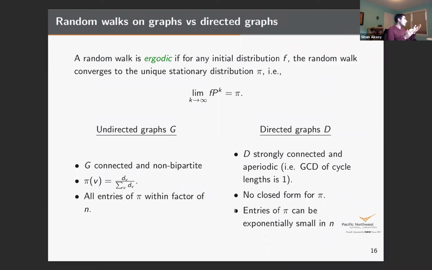If you look at undirected graphs, there's a very simple formula for the stationary distribution at each vertex. It's proportional to the degree of the vertex, so that's very simple. In the case of directed graphs, though, there's no closed formula in general for pi, and in fact, it can be quite challenging to derive analytical expressions for what pi is. And lastly, in the case of undirected graphs, all entries of pi must be within a factor of n, and as we'll see in a few slides, the entries of pi can be exponentially small in n for directed graphs. As a result, that has a lot of effect on how the random walks can behave.